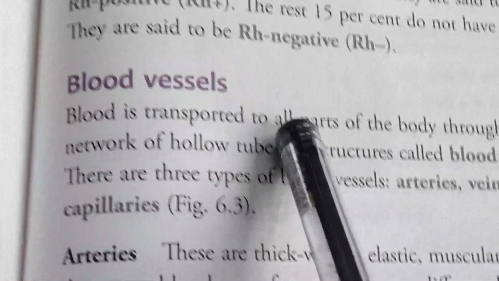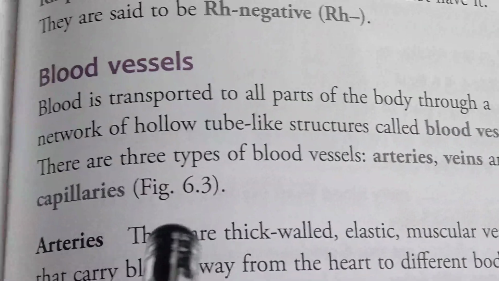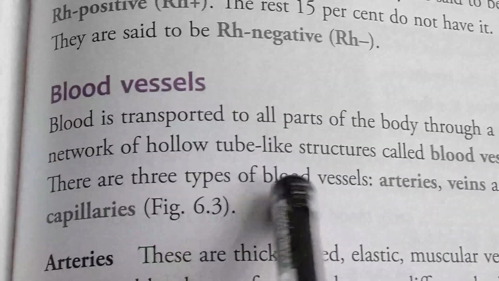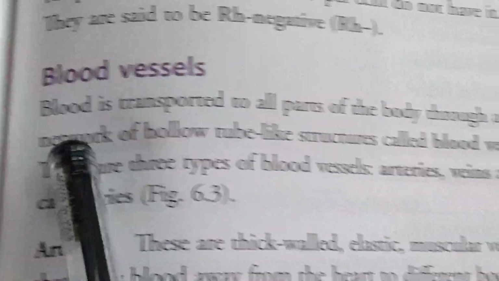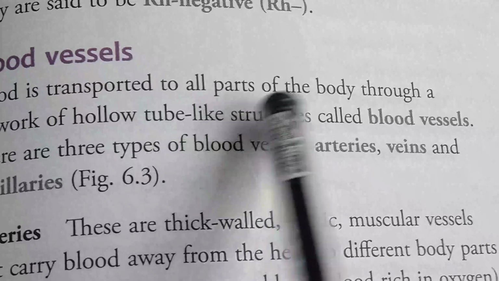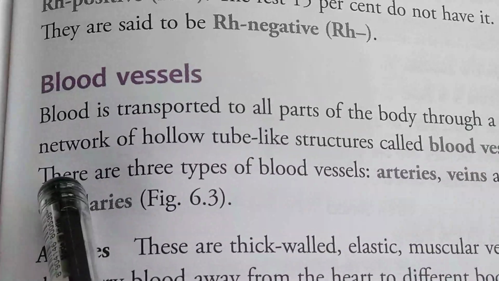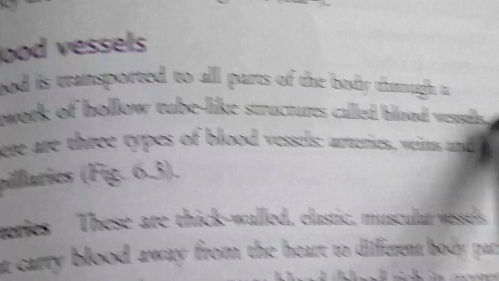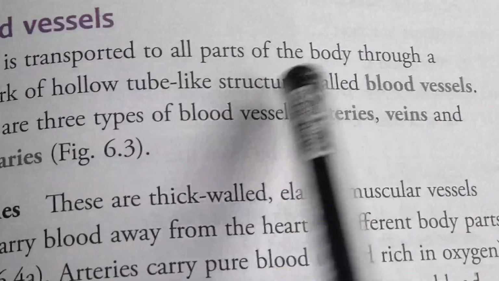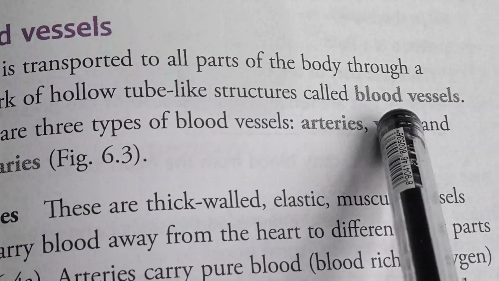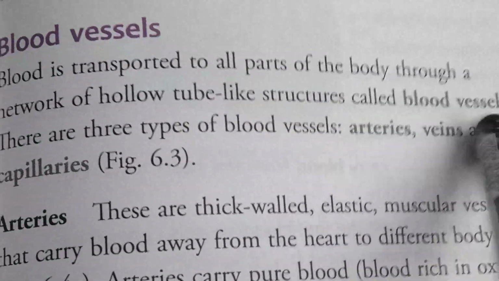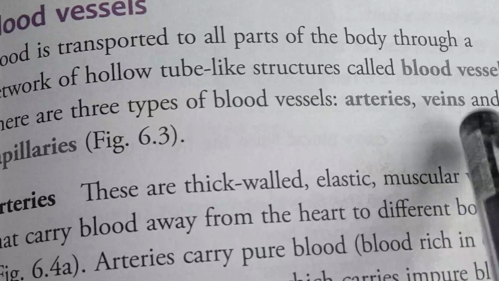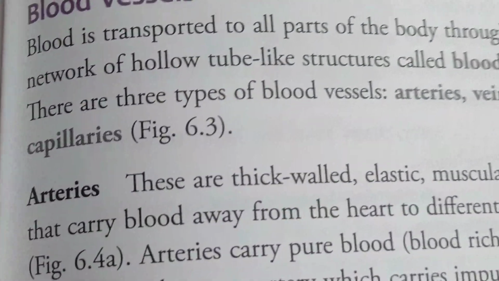Blood vessels. Blood vessels are basically three types: artery, vein and capillaries. So let's start with the blood vessels. Blood is transported to all parts of the body through a network of hollow tube-like structures called blood vessels. So through blood vessels, blood can transfer from one organ to another organ. That is also known as blood vessels. There are three types of blood vessels: artery, vein and capillaries.